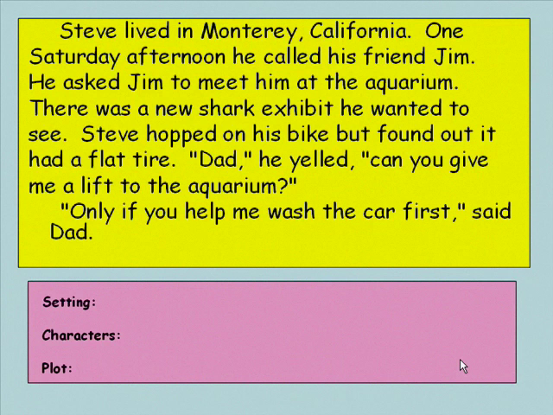Steve calls Jim to ask him to meet him at the aquarium, so Jim decides to ride his bike there but has a flat tire. So he asks his dad for a ride, but Dad says only if he helps him wash his car first. Very good. Those are the correct elements of character, setting, and plot.